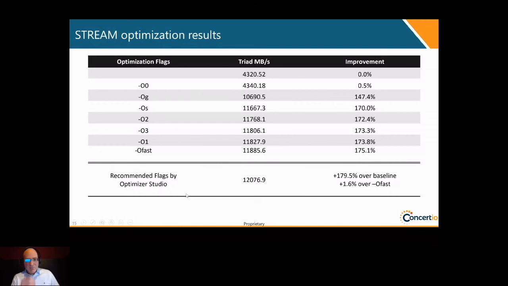This particular run took 30 minutes. And after 30 minutes, we were able to achieve above 12,000, 1.6% over -Ofast. Now, this is a very, very simple program, Stream. We have seen in real-world cases that you can get much better performance than -Ofast in real applications.